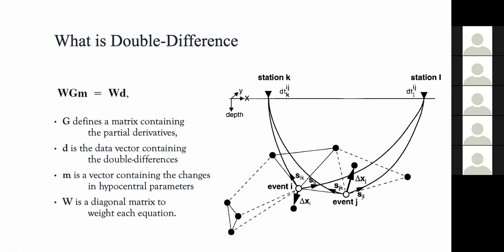Okay, so after arranging this equation, we can have an inversion expression like GM equals D. D is the time difference, sorry, the residual, like the difference between the calculated arrival time and the observed arrival time. And M is the hypocenter parameters, the model we need to get. And W is just the weight for each equation. It could help the program to better fit our model or our data.